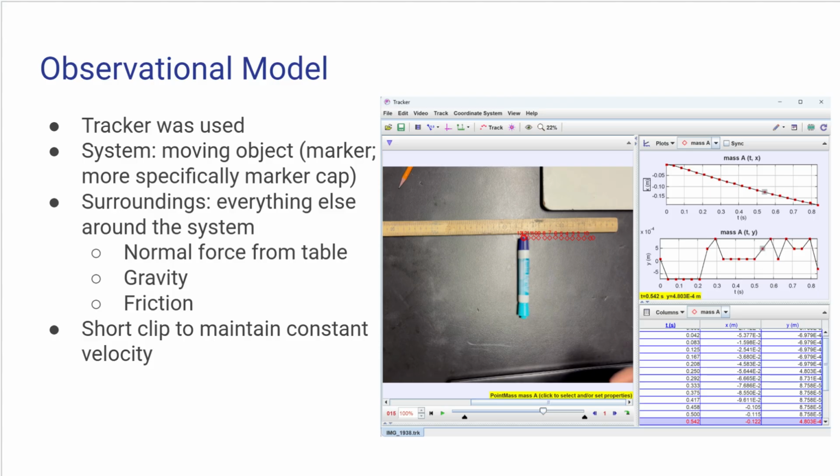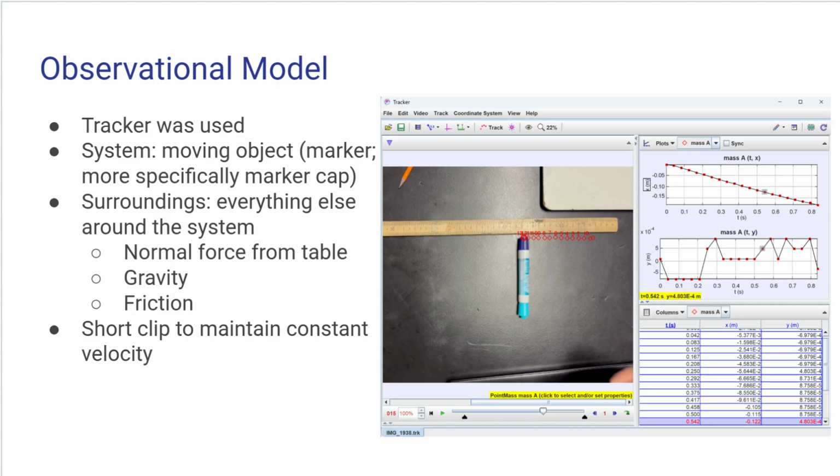Tracker was used to investigate and plot the motion of the object. The system was denoted to be the moving object, or more specifically, the cap of the marker. The surroundings would be everything else around the system, including the table, like the normal force from the table, gravity, friction, the push from the hand. The marker was chosen because the marker's cylindrical shape would allow it to roll with less friction in comparison to other objects. And then we also used a short clip to maintain the constant velocity after the first push force is applied, so theoretically it would stay with constant velocity for a brief moment after.